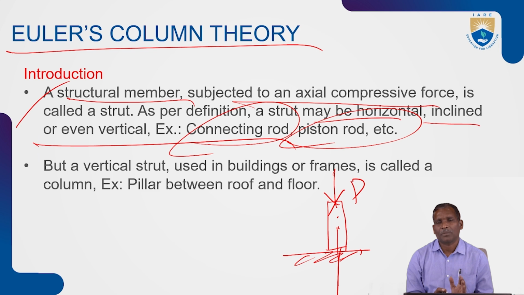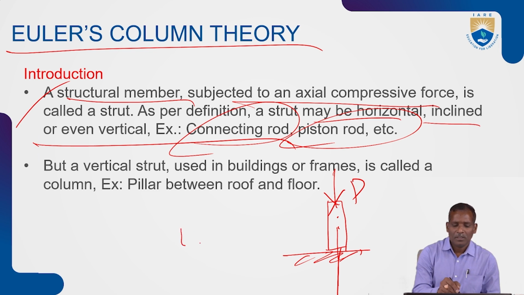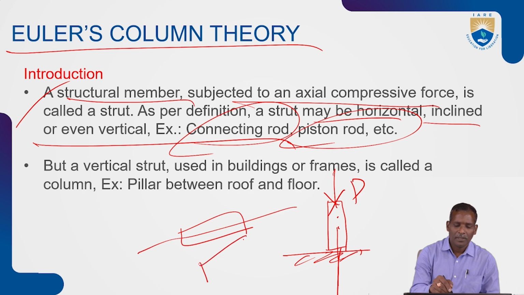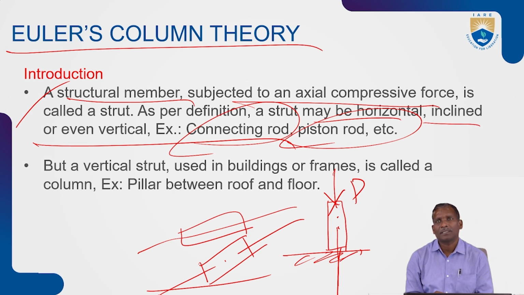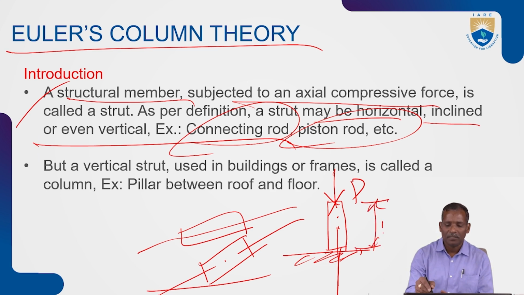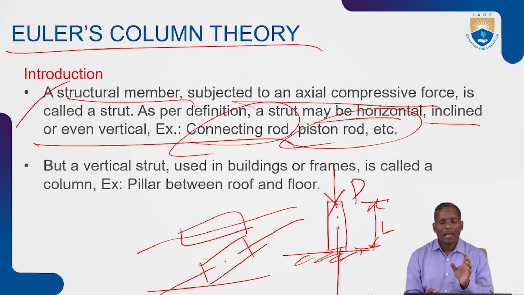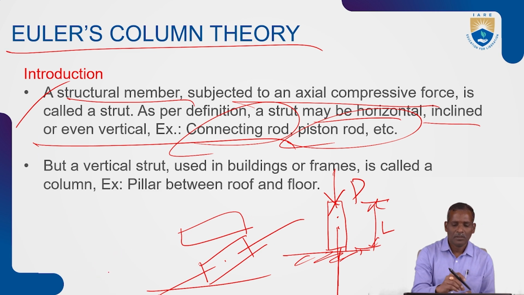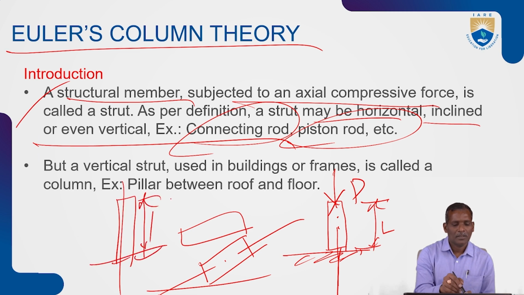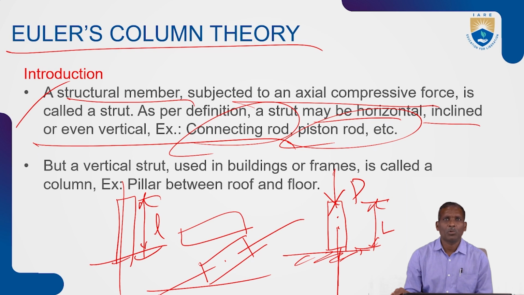But a vertical strut used in buildings or frames is called a column. It may be horizontal and it may be vertical. The pillar between the roof and floor, those struts are called columns. Structures having a short length are called struts. Those having long lengths are called columns. The length of the structure will be high. For example, the pillar between the roof and floor.